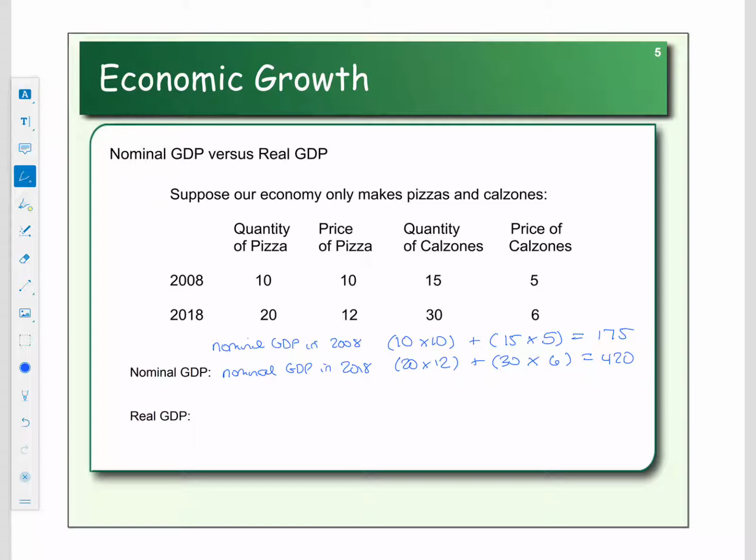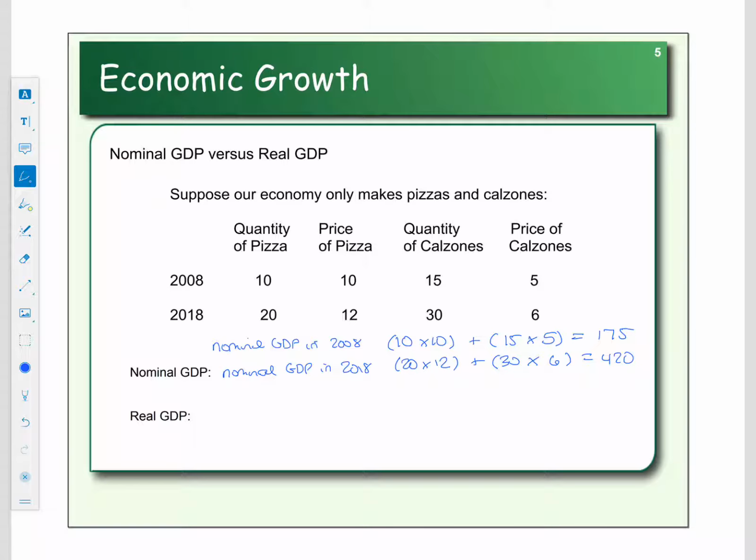But the question is, is that because prices went up? Or is that because we're making and selling more goods? Or perhaps it's a combination of the two. In which case, which is having a bigger impact, the change in price or the change in quantity? Well, if we want to figure that out, we need to find real GDP.